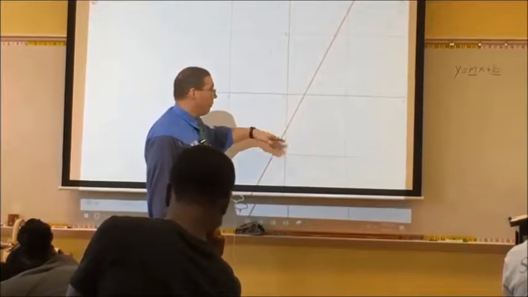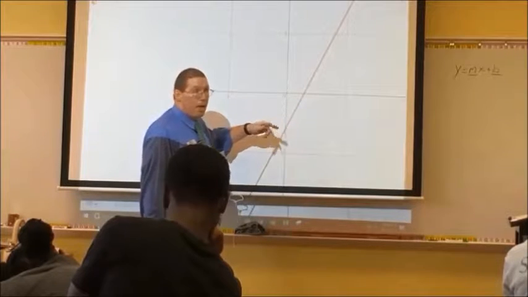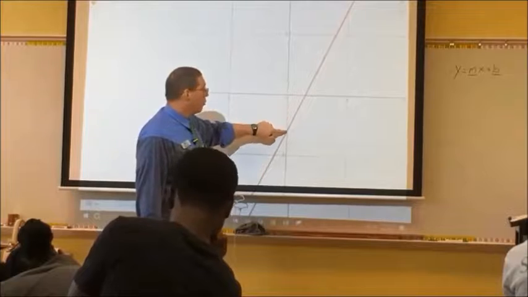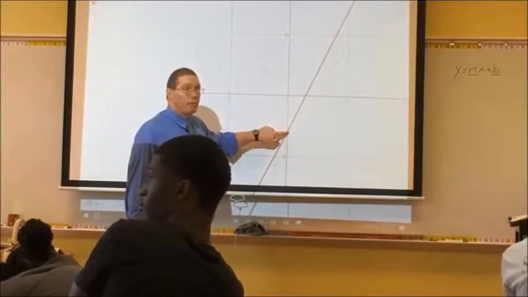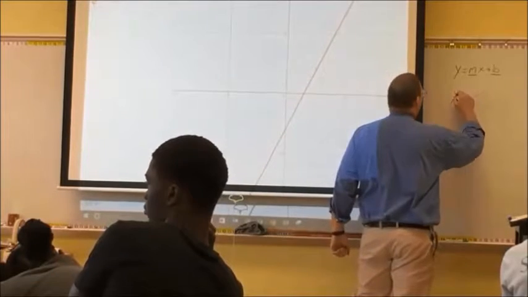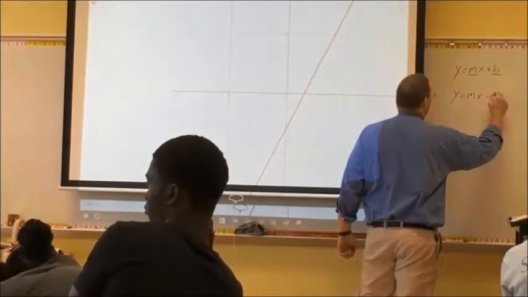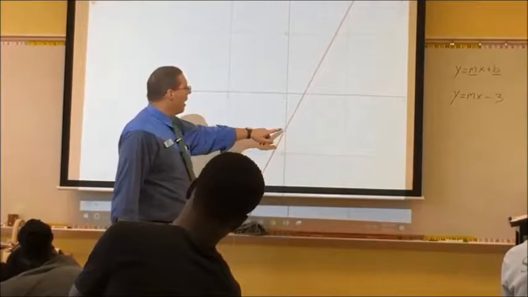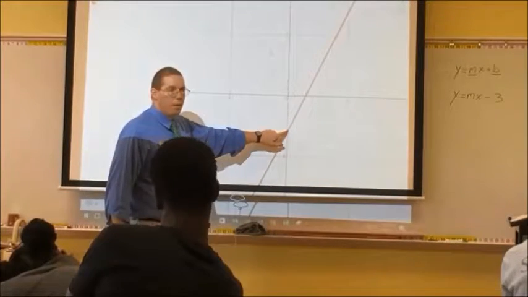Okay, this red line, the line you're trying to figure out. And if we count down, how far down are we going to count? 1, 2, 3. So what does that mean the y-intercept is? It's -3. So we know that this is going to be y equals mx minus 3, right? How do we find out what the slope is?